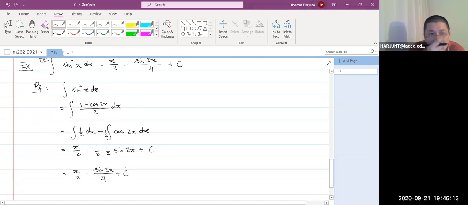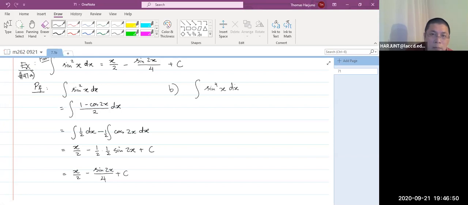I believe this is not what I have in mind. This is part A only from number 47. Number 47, part A. Now the thing is, how do we use this to prove part B? Then how do we use this to show integral of sine to the fourth x dx? How do we do this?